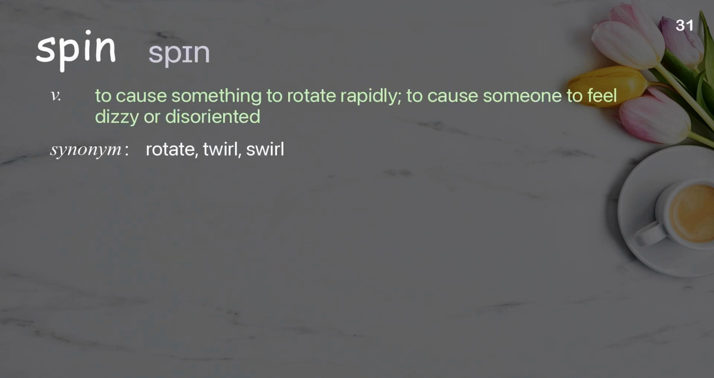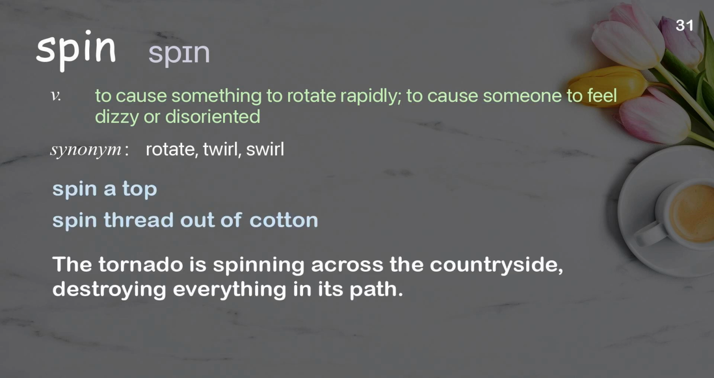Spin. To cause something to rotate rapidly. To cause someone to feel dizzy or disoriented. Examples: Spin a top. Spin thread out of cotton. The tornado is spinning across the countryside, destroying everything in its path.